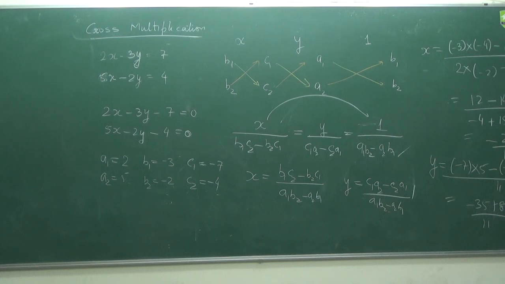So do we have to use cross multiplication? Can you repeat? 8x plus 5y equals 9, and 3x plus 2y equals 4.